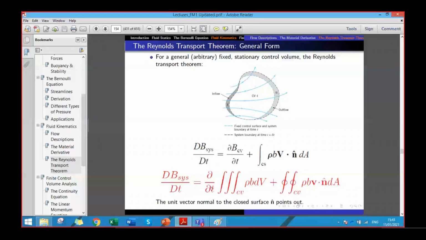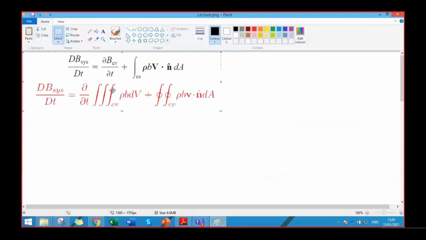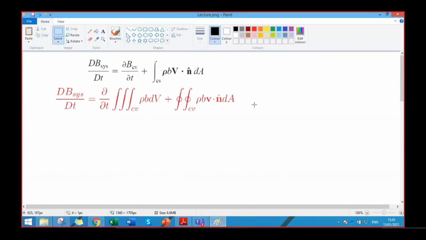We discussed the Reynolds transport theorem, and we developed how it can be derived, and a relationship between the system property and the control volume property. On your screen, you can see the Reynolds transport theorem. That is, the total derivative of the system property is equal to the partial derivative with respect to time of the control volume property plus the net change in the property that is flowing into or out of the control volume.